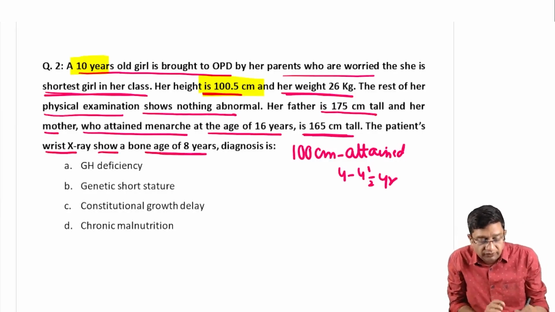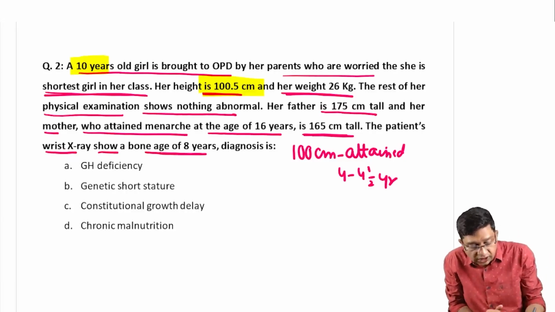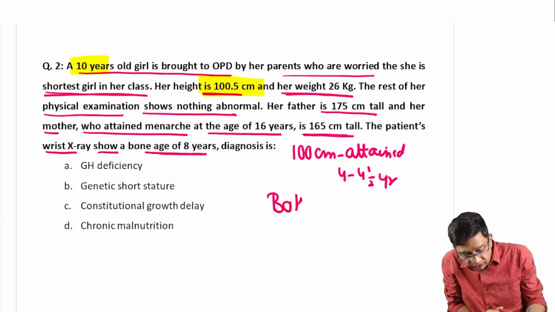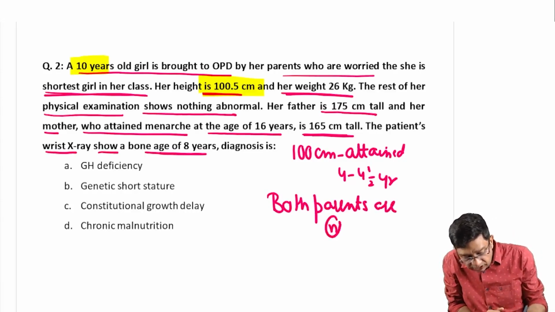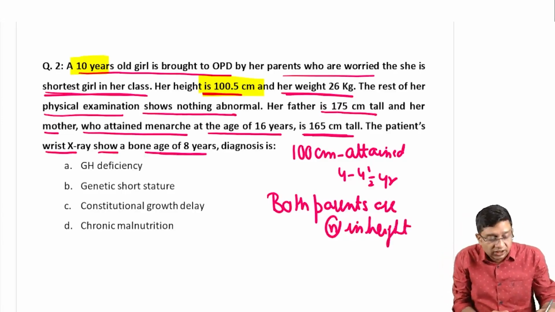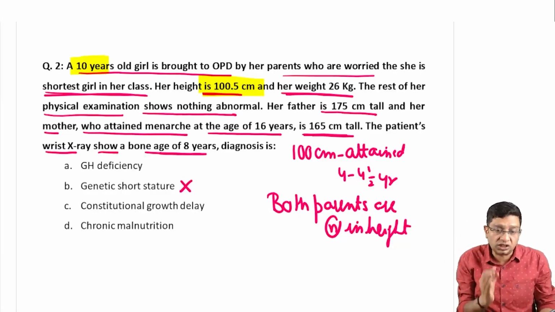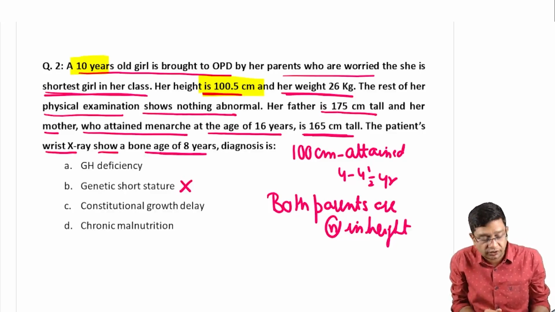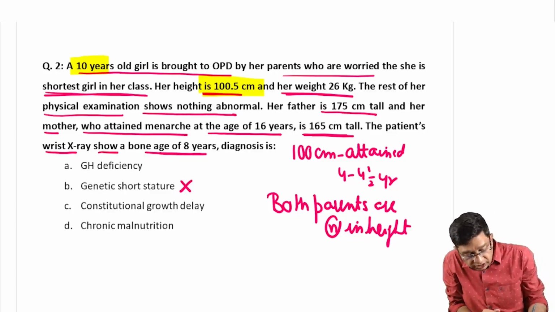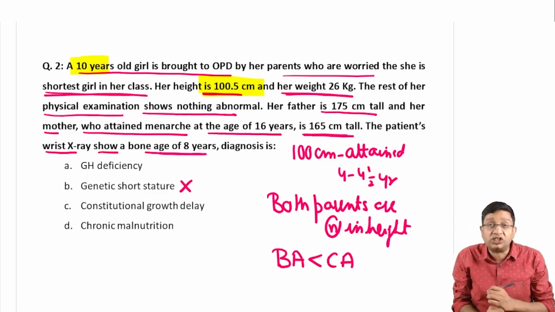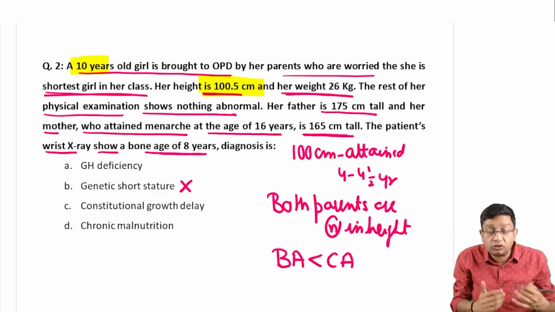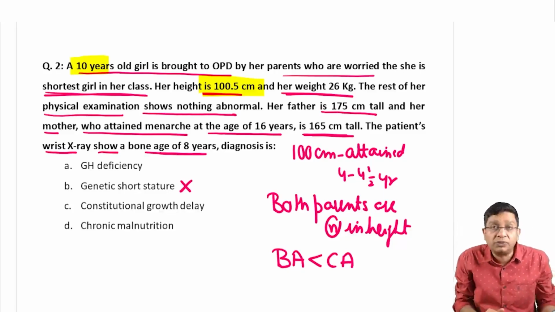So the point favorable here is both parents are normal in height. And the moment you say that both parents are normal in height, this rules out genetic short stature, because in genetic short stature, one or both parents are short. Then the positive point here is bone age is less than chronological age. That is there. Now this cannot be seen in genetic short stature, that has already been excluded.